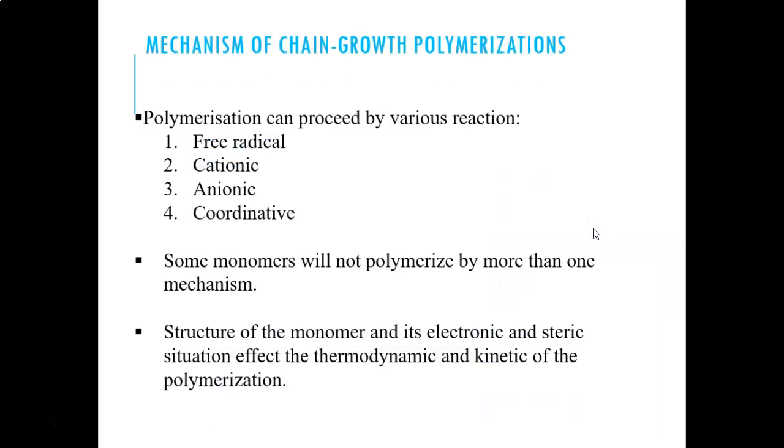Now we look at the mechanism of chain growth polymerization. We will cover free radical, cationic, anionic, and also coordination. Some monomers can polymerize by more than one mechanism. For example, polystyrene can be polymerized by free radical or cationic, so either three or two of the types of polymerization. The structure of the monomer and its electronic and steric situation affect the thermodynamics and kinetics of the polymerization.